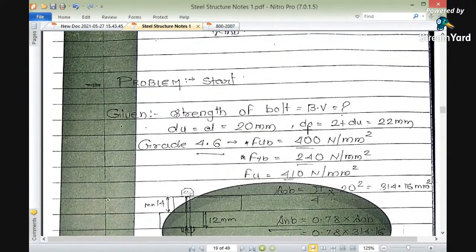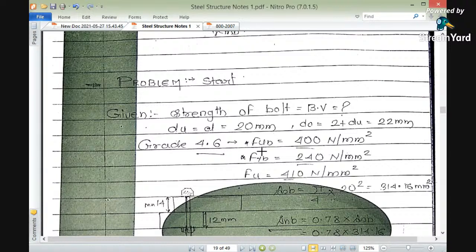The diameter of the hole is equal to 2 plus the diameter of the bolt. The bolt diameter is 20, so 2 plus 20 is 22. Why have we taken this 2? It has been taken from page number 73 of the IS code. This is the extra clearance required for tightening the bolts in the plates. So the hole diameter is 22.